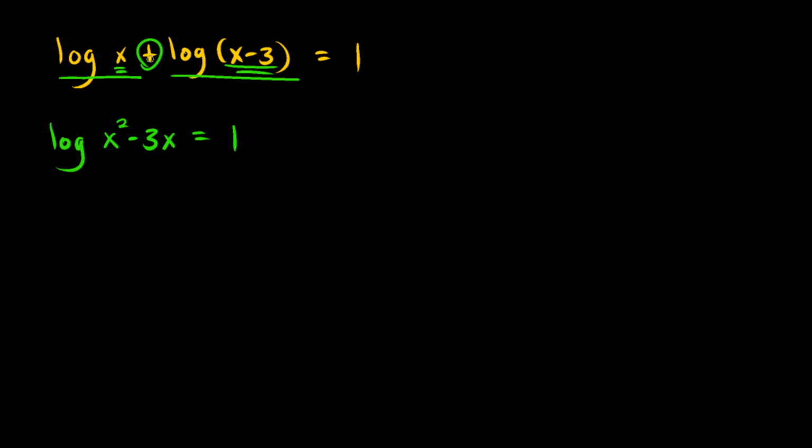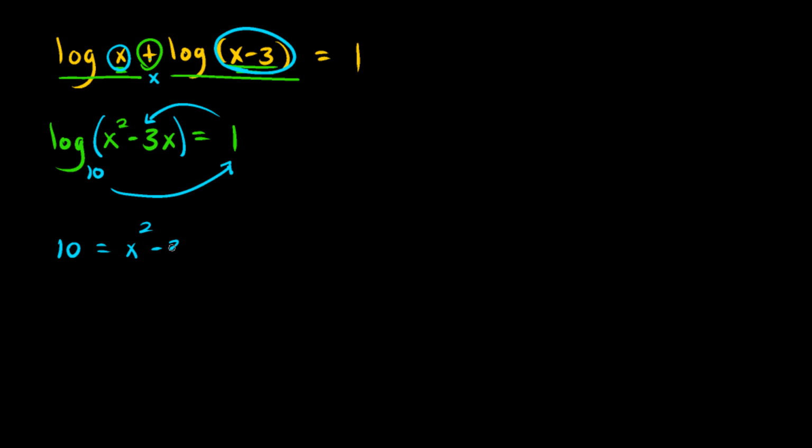Again, this plus sign indicates multiplication. So we're multiplying x by x minus 3. And when you multiply x by x minus 3, it becomes x squared minus 3x. So we're condensing and simplifying the left-hand side. Now that we've done that, this is our n value. We can take the base, raise it to that exponent, and set it equal to the n value. So we're writing it in exponential form. So 10 to the 1 equals x squared minus 3x.